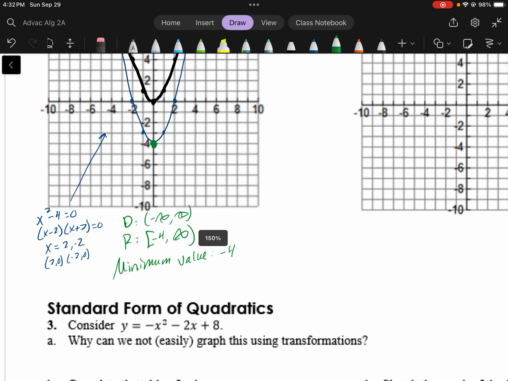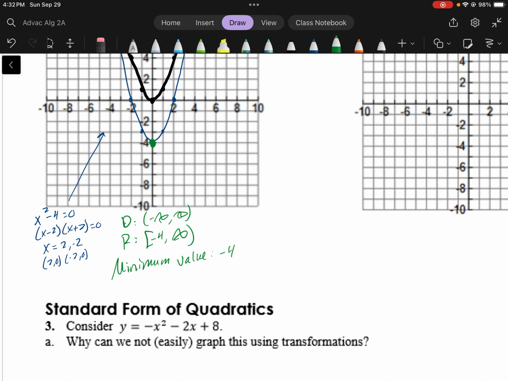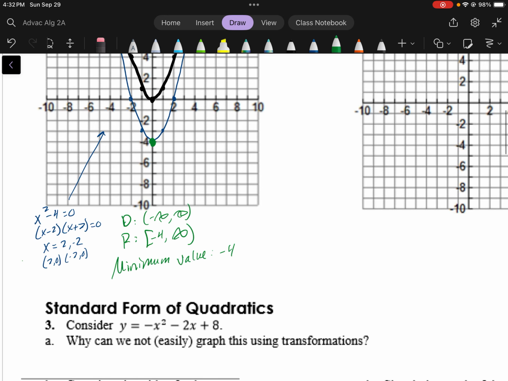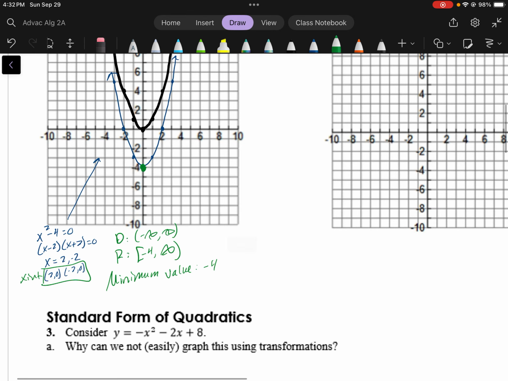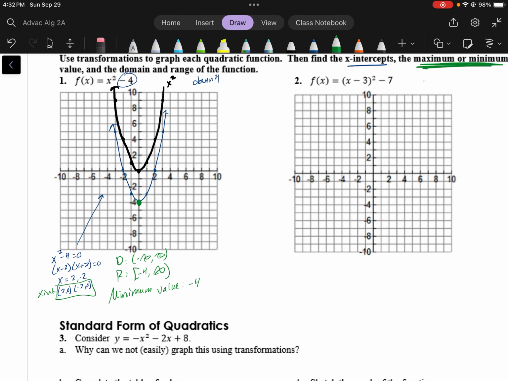Okay, so we have our domain and range, we have our minimum value, we have our x-intercepts, and these would be our x-intercepts right there. Okay, so there's number 1. I know I'm going pretty quick, but for the most part, that is review.